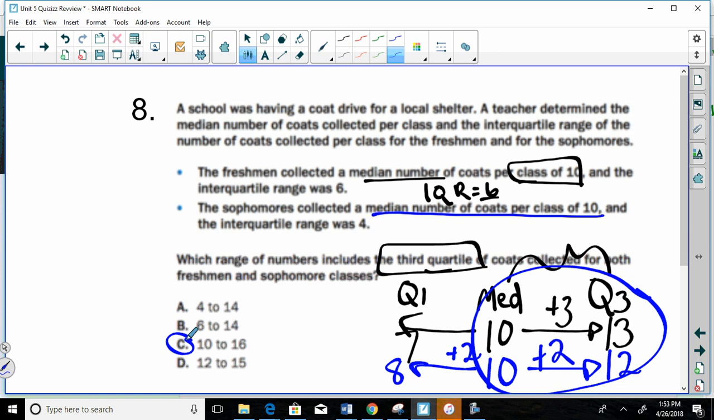Quartile 3, because the interquartile range is Q3 minus Q1, right? So from Q3 to Q1 the total is 6. I would have to break it in half, so this side would be 3 and that side would be 3. And so I would just add 3 to 10, and subtract 3. And so that's it. The quartile range is just how much.